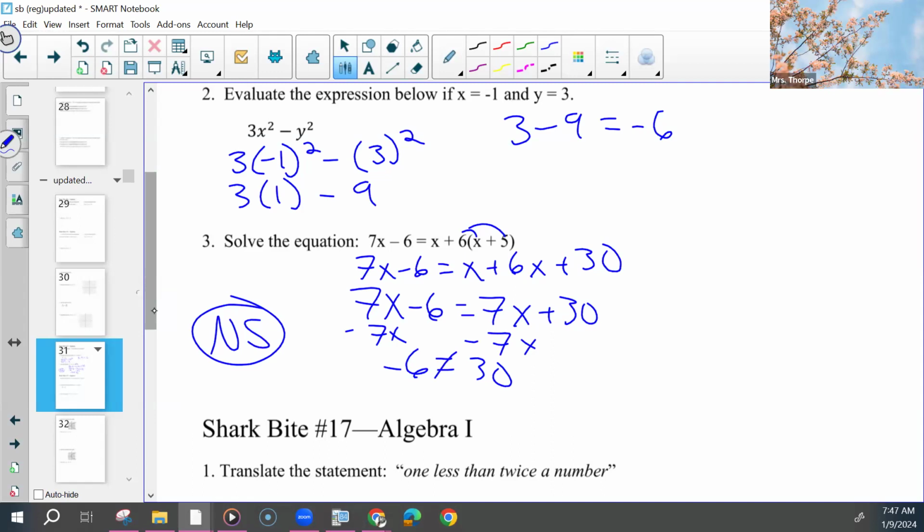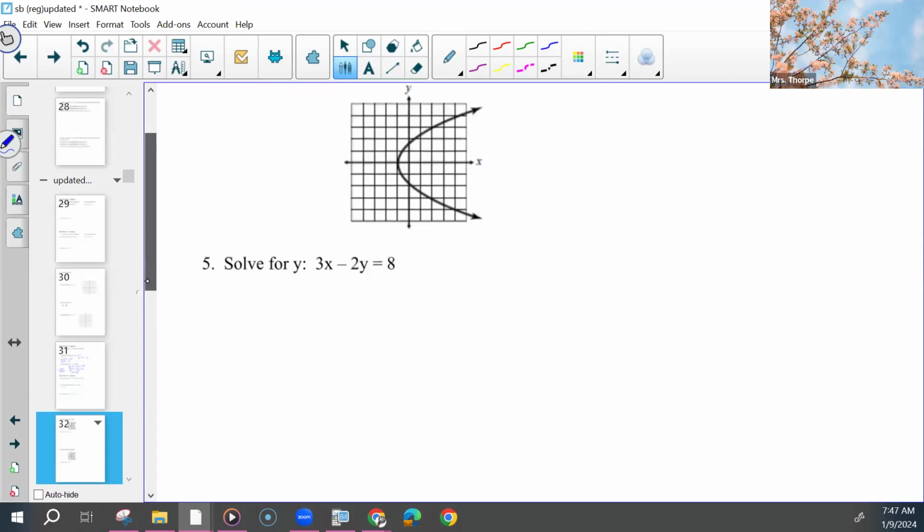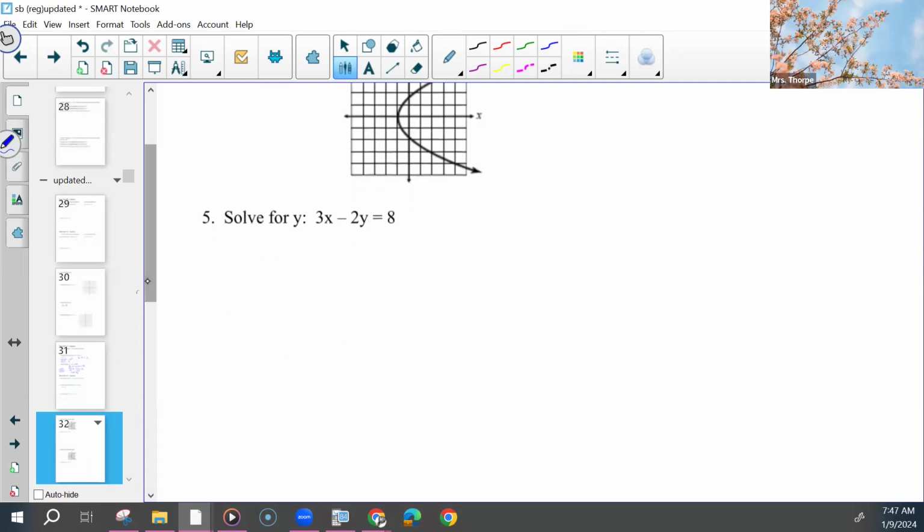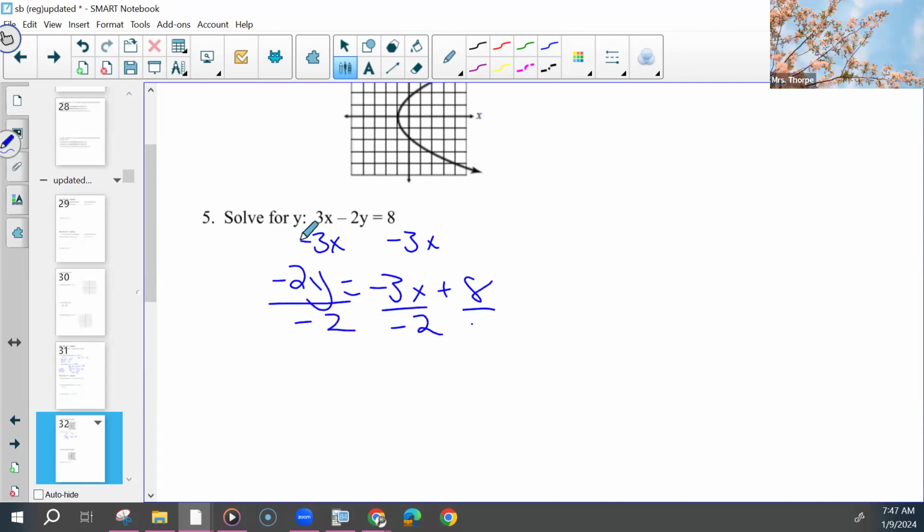And then number 5 on the back. Solve for y. So this is not your y-intercept. It's solving the equation to get y by itself. So get rid of 3x. And then divide everything by negative. This would be y equals positive 3/2 x minus 2. That would be the equation where we solve for y. Questions on that one?